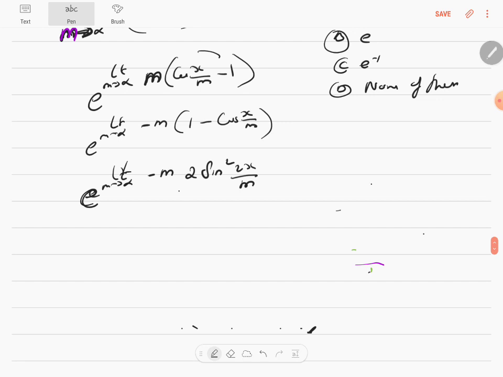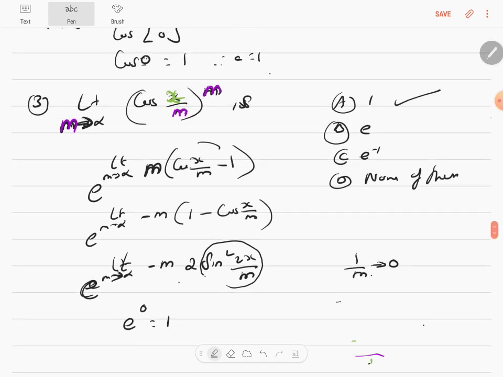Okay, let's solve the power part. Can you see, if m is tending to infinity, this 1 by m will obviously tend to 0. So therefore this entire answer would become 0. So it will become e to the power 0, and therefore the answer itself is 1. So A is the right answer.